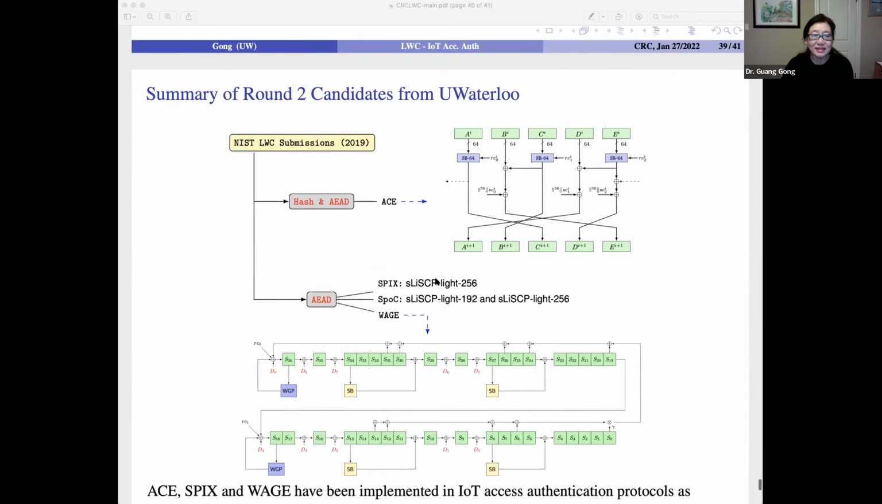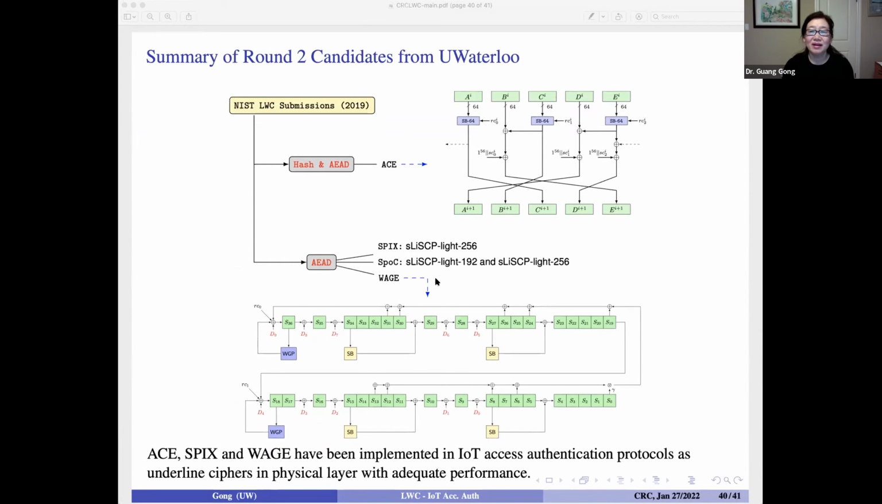So I guess this is the summary of my talk today. I introduced you to our 4 submissions, which are ACE, also Spix and SpoC. Spix and SpoC are the 4-register versions, just without the E, and also Wedge. Wedge is the original WG cipher in AE mode. Then there is a smaller SpoC, the 7-bit SpoC. We also implemented them in the LTE access authentication protocol, and we showed that they have adequate performance.